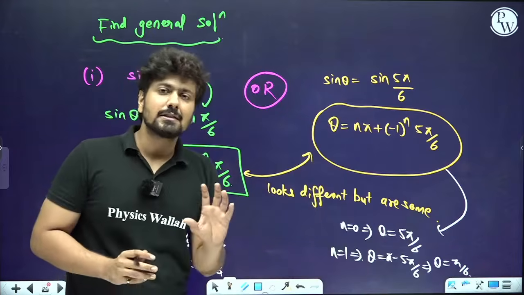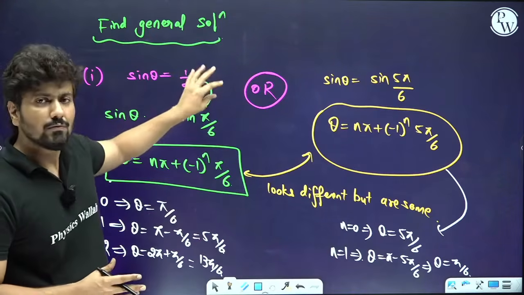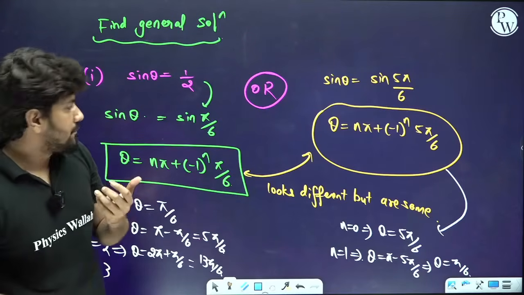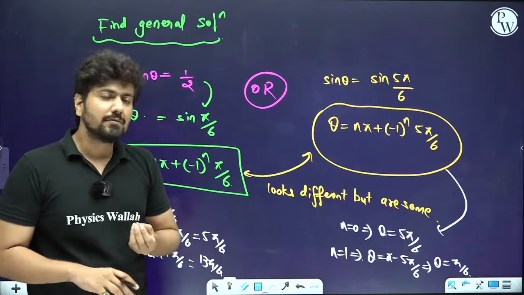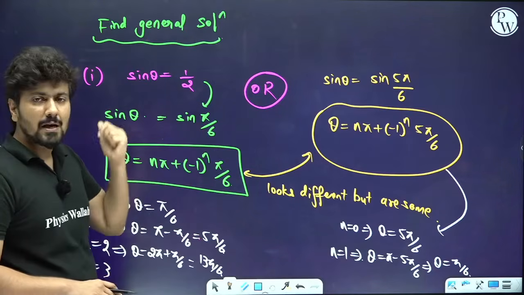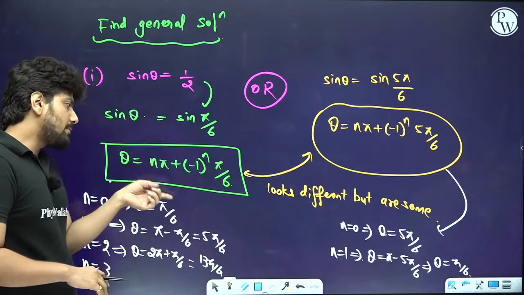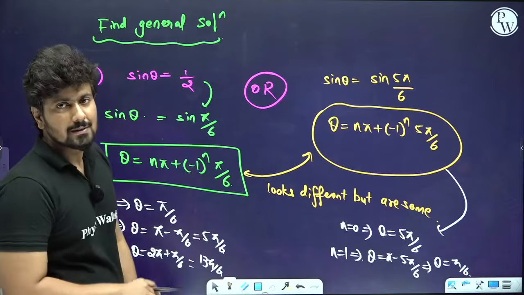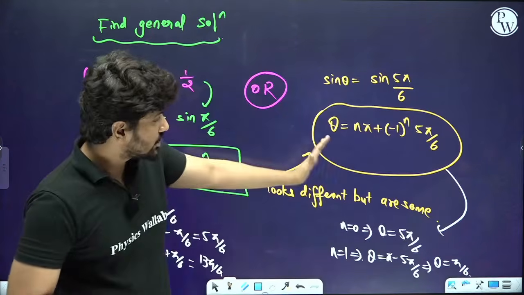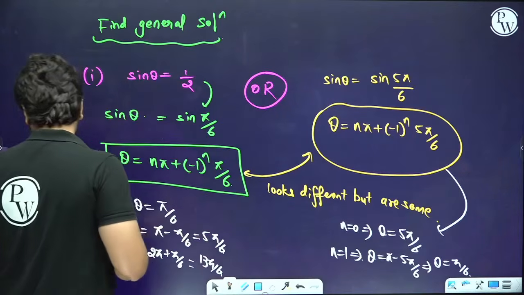Just follow the concept very properly. If sine theta is equal to 1 by 2, we can write 1 by 2 as sine of some angle. If we can find the principal solution, we can easily write the general solution. You know that its principal solution is pi by 6. You can generalize it now: theta is equal to n pi plus minus 1 raised to the power n into pi by 6. You know that its principal solution is also 5 pi by 6. You can generalize it like that. Okay, let's move on to the next example.